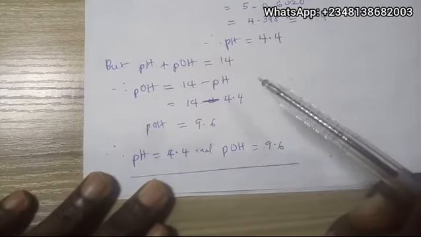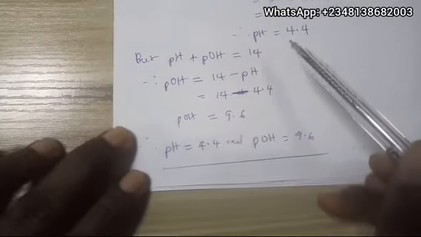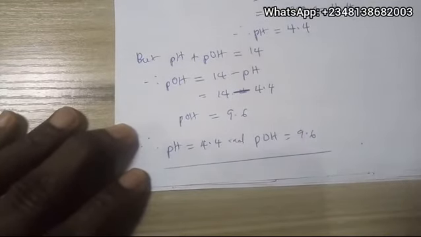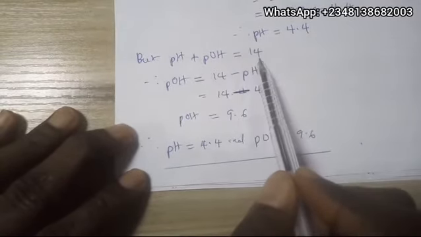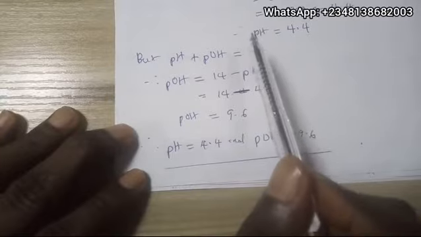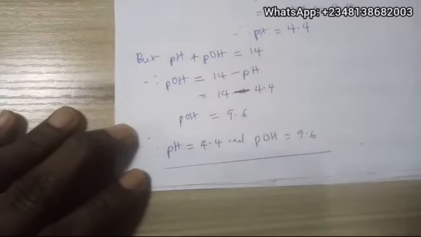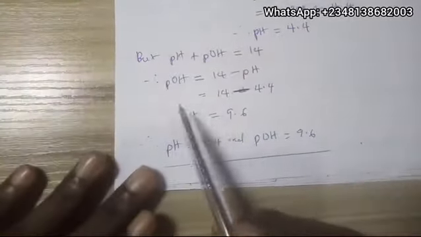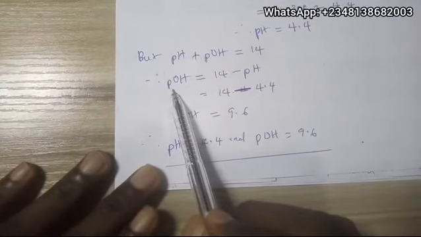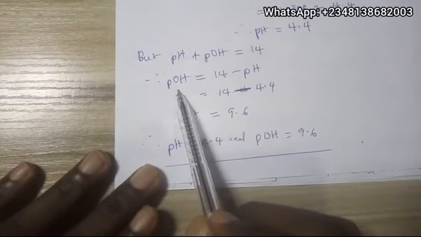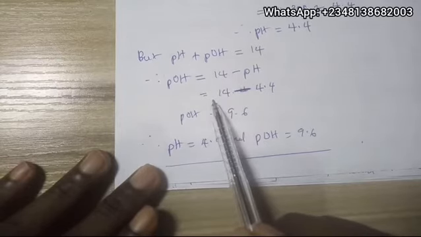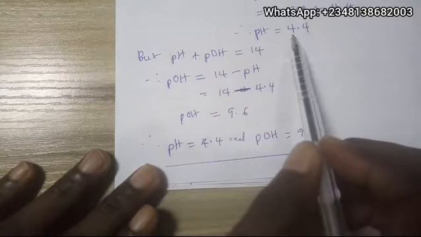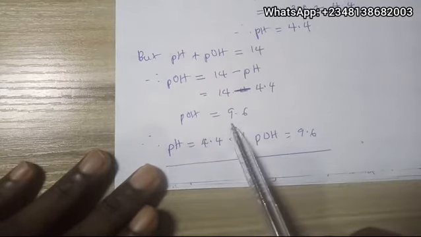But there is a relationship between pH and pOH. We say that pH plus pOH is equal to 14. Now, remember the pH scale, the highest there is 14. So if you add pH and pOH, the total will give you 14. Remember we are looking for pOH from the question. We now make pOH the subject of the formula, which is 14 minus pH, which is now 14 minus 4.4, because pH is 4.4.